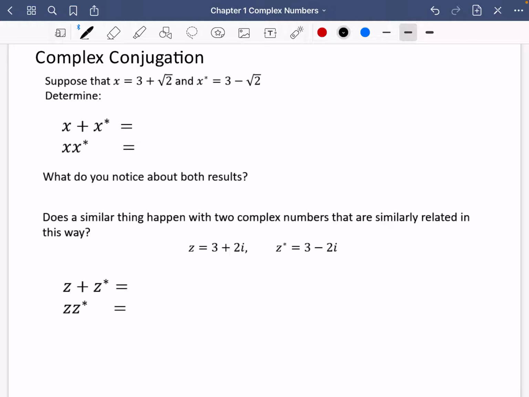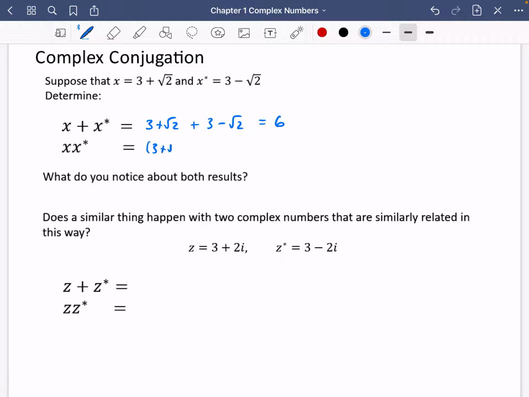Well, x is 3 plus root 2, and x conjugate is 3 minus root 2. So when you add those together, the 3 plus 3 is the 6, and the plus root 2 and the minus root 2 cancel.